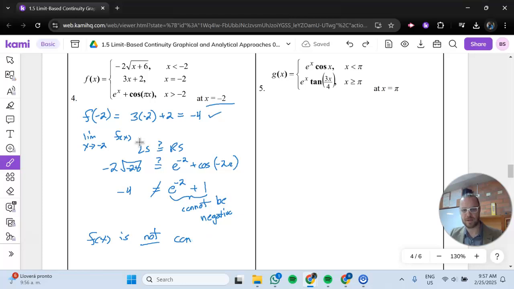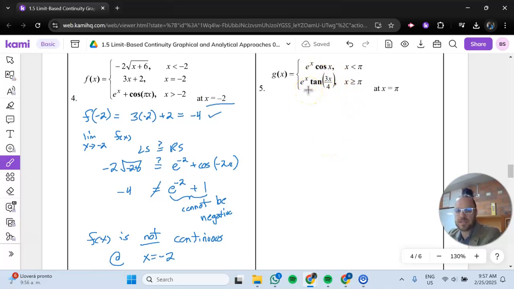Kind of lagged out there. Continuous. There we go. At x equals negative 2. Okay, so easy enough. Like I said, same thing, just taking away the graph. Okay, now let's look at this next one.